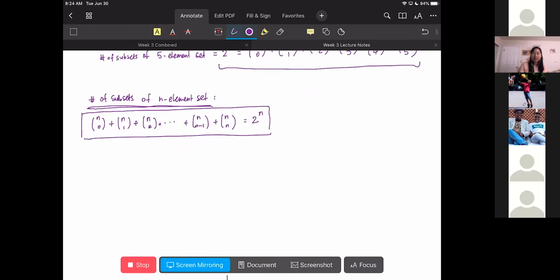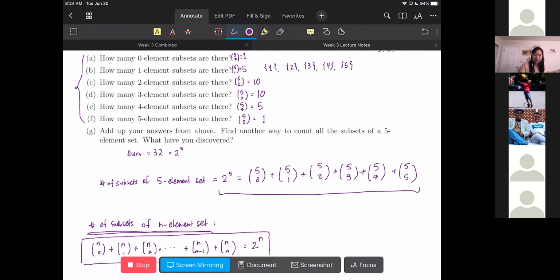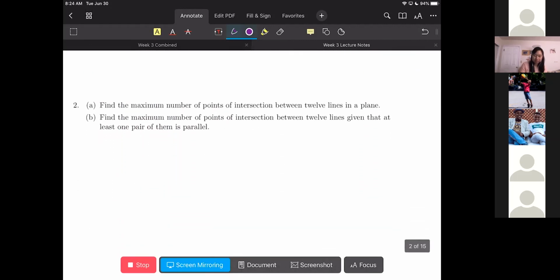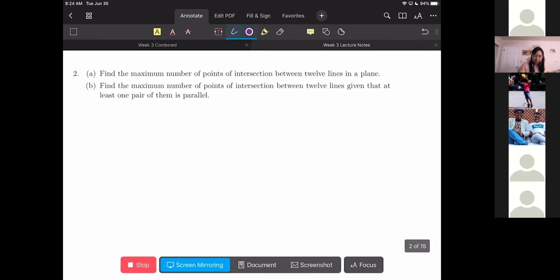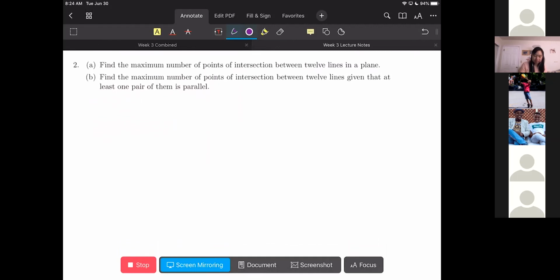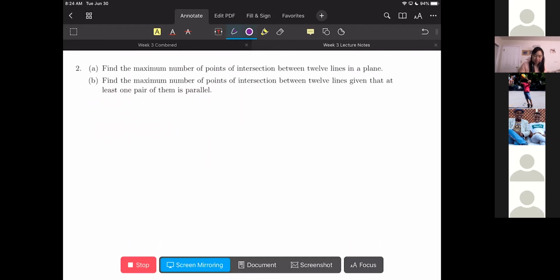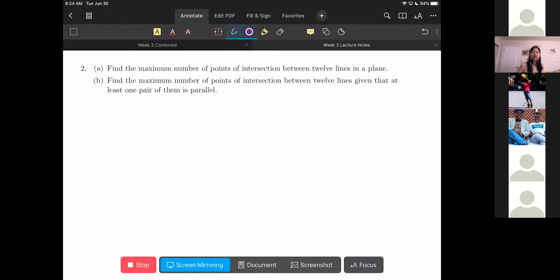All right, if not, let's look at some examples of problems that we can do with what we just learned about counting subsets. So this is a different question, but it's still a counting question. The question is, find the maximum number of points of intersection between 12 lines in a plane.